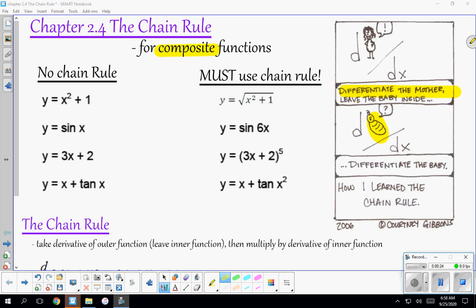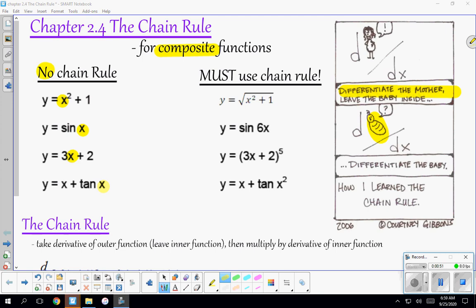So if you hear me talk about baby, I'm talking about the inner function. And we have an inner function anytime x is inside anything other than an exponent. So here x is not really inside because it just has an exponent. That's fine. Trig functions should have just an x. Natural exponents should have just an x. So all of these are not composite functions, therefore they do not require the chain rule.